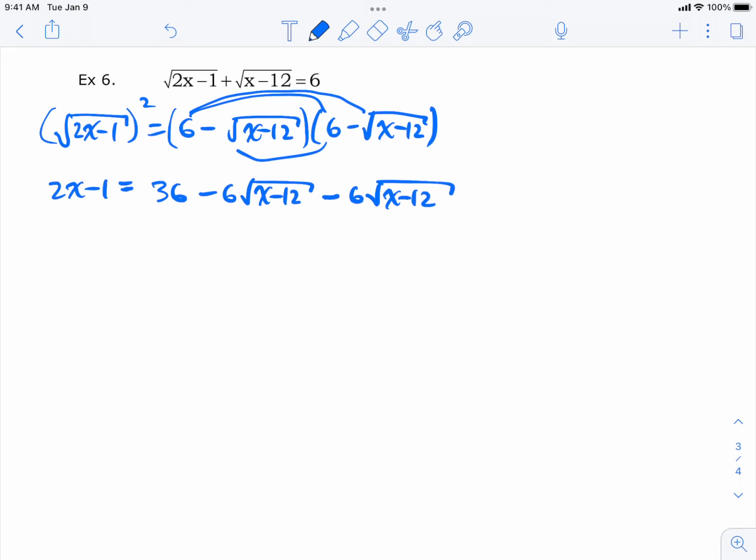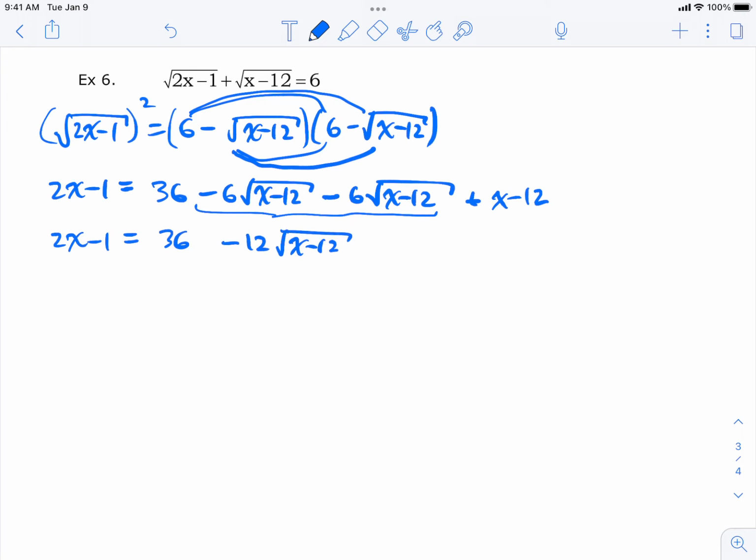And then when you multiply this times this, minus times minus is plus, and a root something times the root same thing just basically removes the root. So you just get an x minus 12 sitting there. There we go. Looks like we have two radicals, except those are like terms. They go together. So I've got a 2x minus 1 equals a 36. Those make a minus 12, right? Minus 6 somethings, minus 6 of the same thing. You've got minus 12 somethings plus x minus 12.